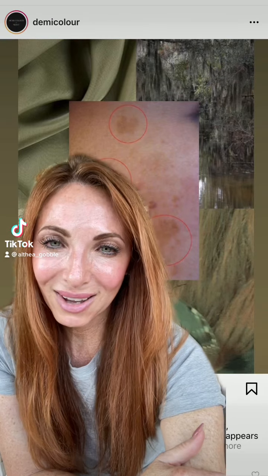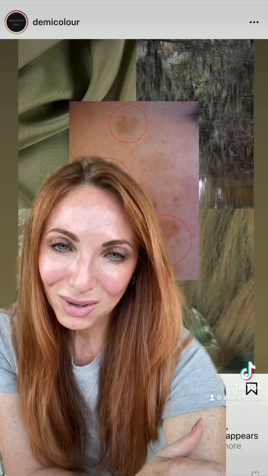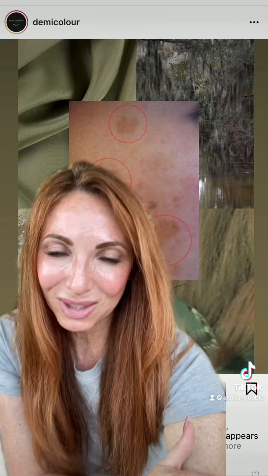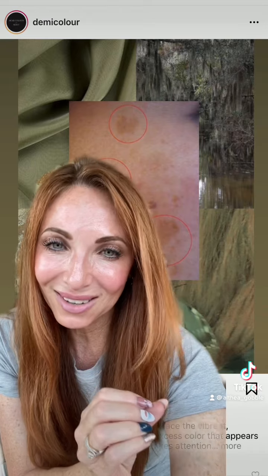We are identifying colors on the skin and then going to use Demi Colour to filter out those areas of excess color or areas of distraction. We're going to focus on just green right now.